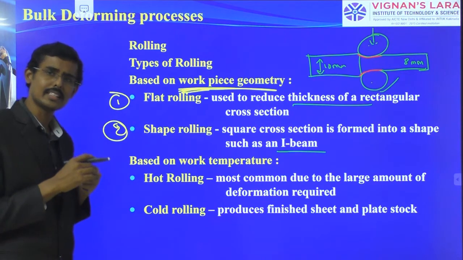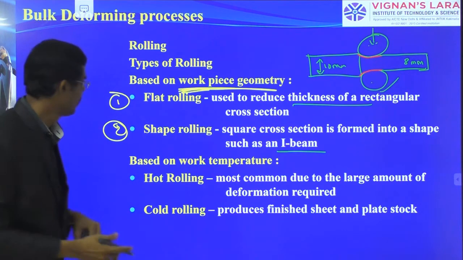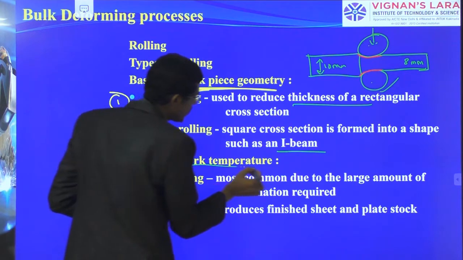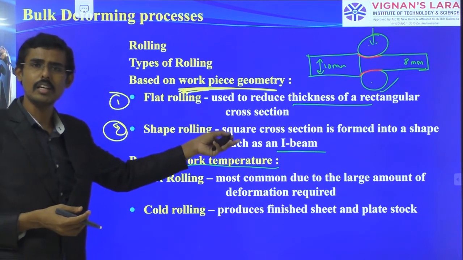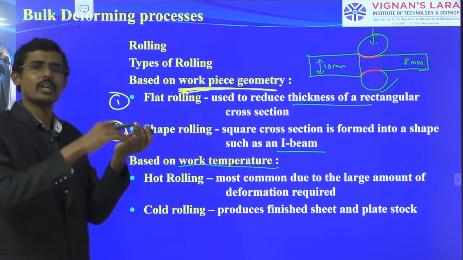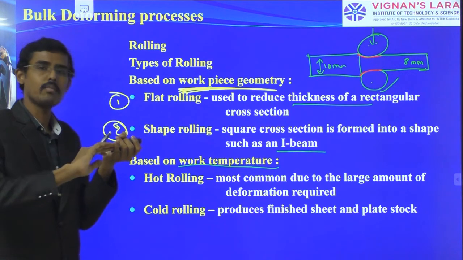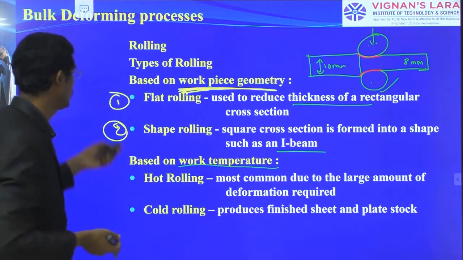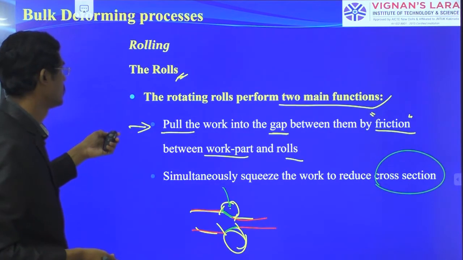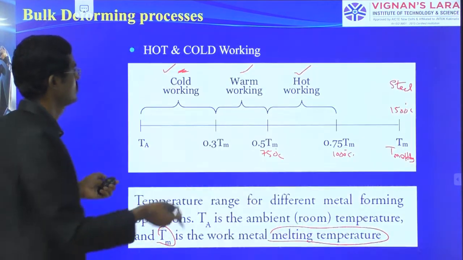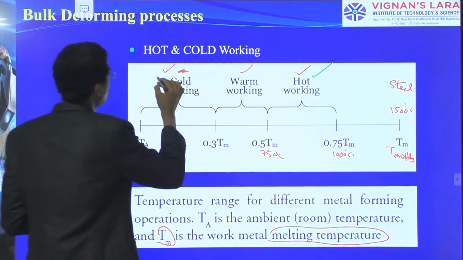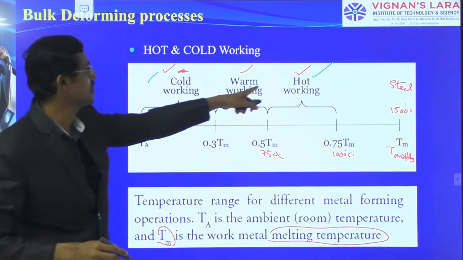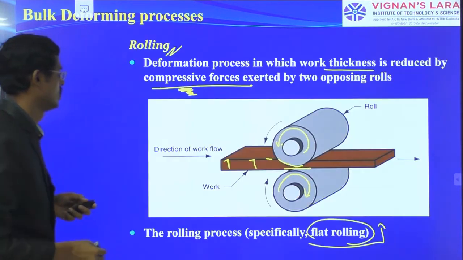Now I am dividing the same rolling process in another way, based on the working temperature of the rolling process. Rolling can be done under cold working conditions, and the same rolling can be done under hot working conditions, as we saw at the beginning. So rolling may be hot working or cold working. I am considering warm working also as a hot working process.